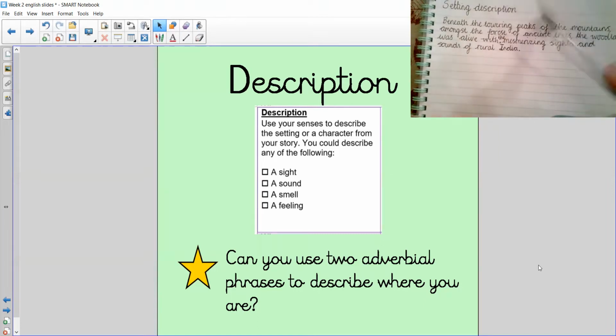Okay, so I've started with my front adverbials I'd already written yesterday, and then I have added a subject and a predicate. Okay, the woodland was alive. I've actually got a subordinate clause here because I've got with the mesmerizing sights and sounds of rural India. You don't have to go that far if you don't want to, but you can.